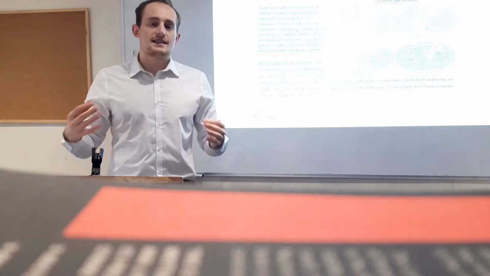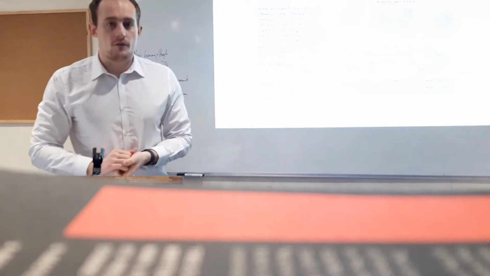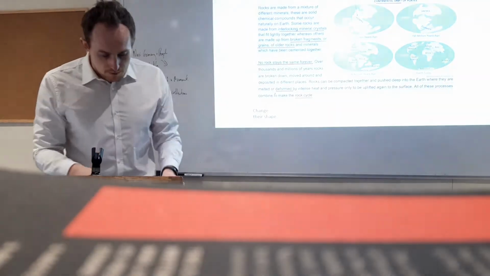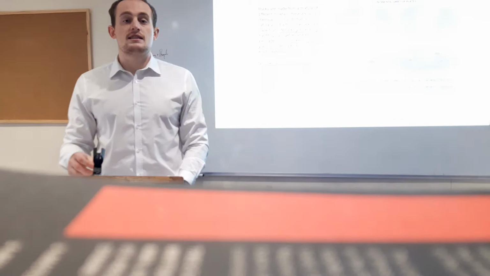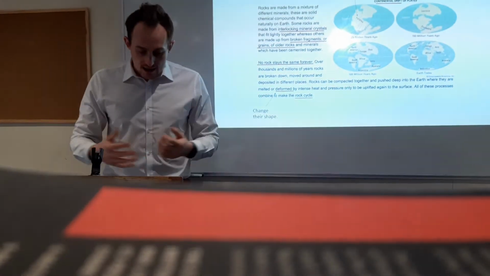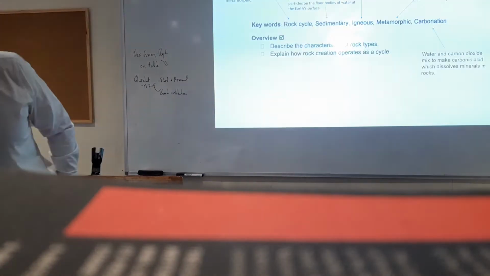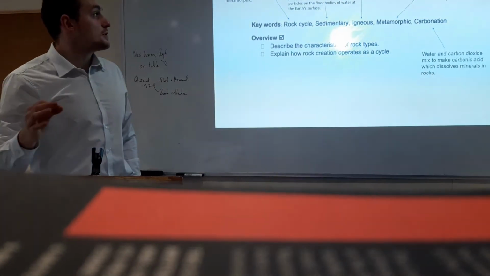So no rock stays the same forever. Over thousands and in some cases millions of years, rocks are broken down, they move around, they are deposited in different places, and they are different rocks located in different parts of the Earth. First things first, there are three distinct types of rocks.